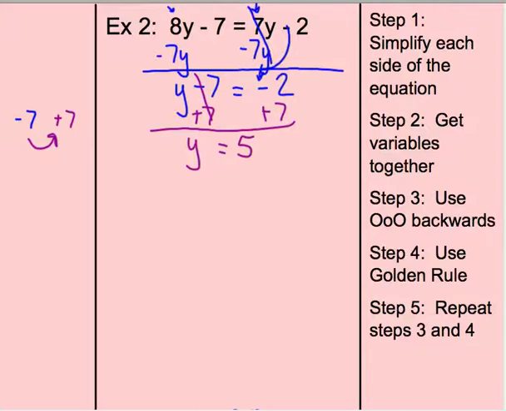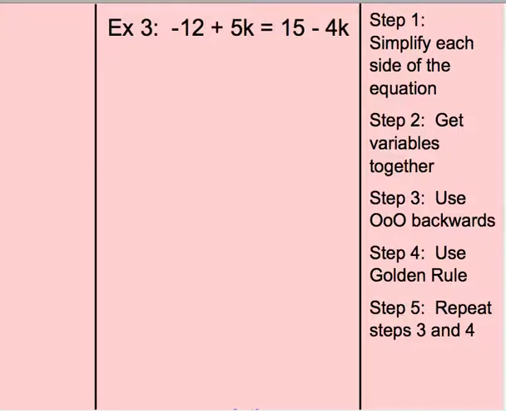All right, we're going to look at one more before the end of this video. Again, this one is already simplified on both sides. So I'm going to get my variables together. 5 is my first coefficient, and -4 is my second coefficient. -4 is smaller, so I'm going to cancel my -4k by adding 4k to both sides.